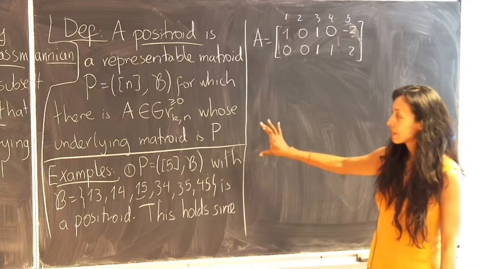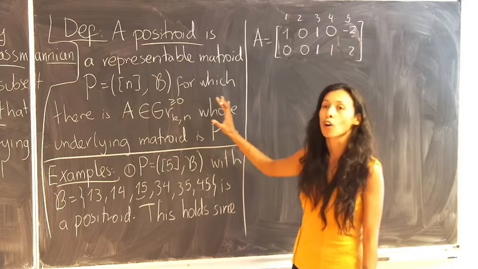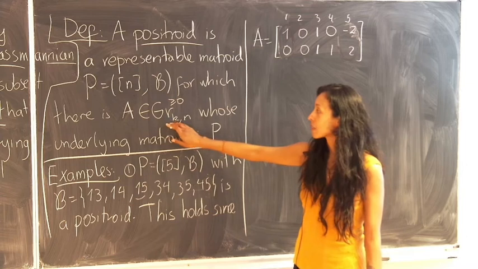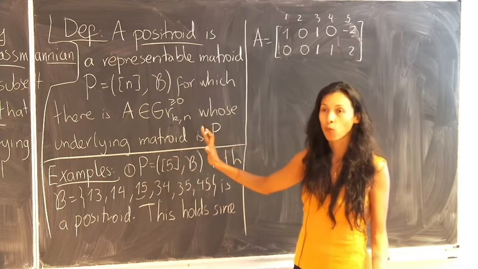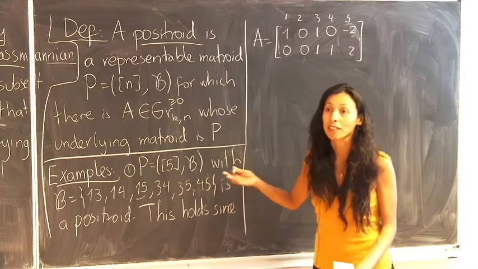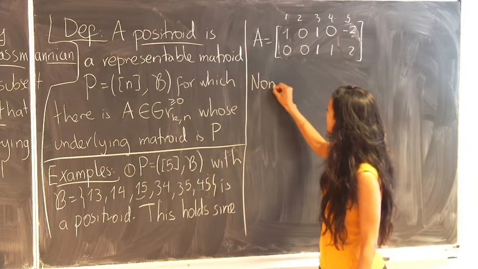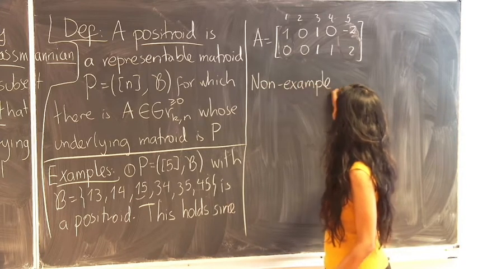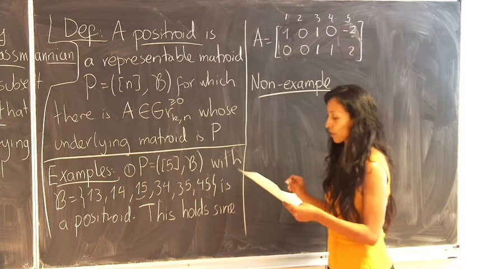So far, I have just given this definition of the positroids as coming from points in the totally non-negative Grassmannian. Certainly the totally non-negative Grassmannian is a subset of the Grassmannian, but so far we are not convinced that it's a proper subset. If it were not, this definition wouldn't make any sense. So now I want to give you a non-example.